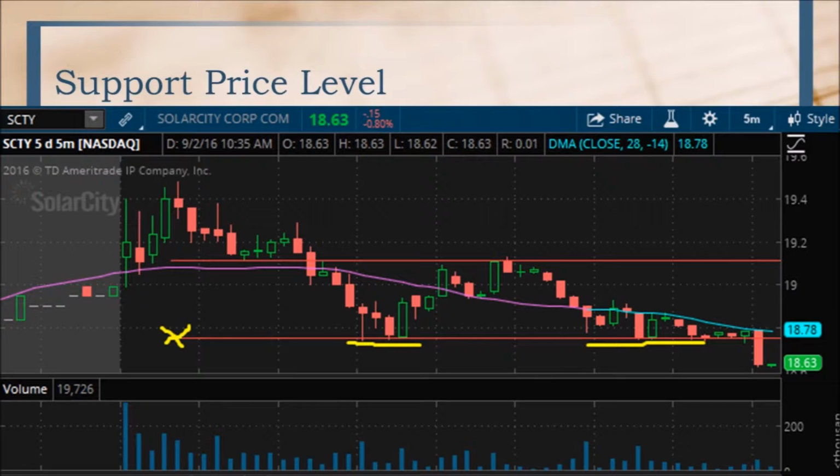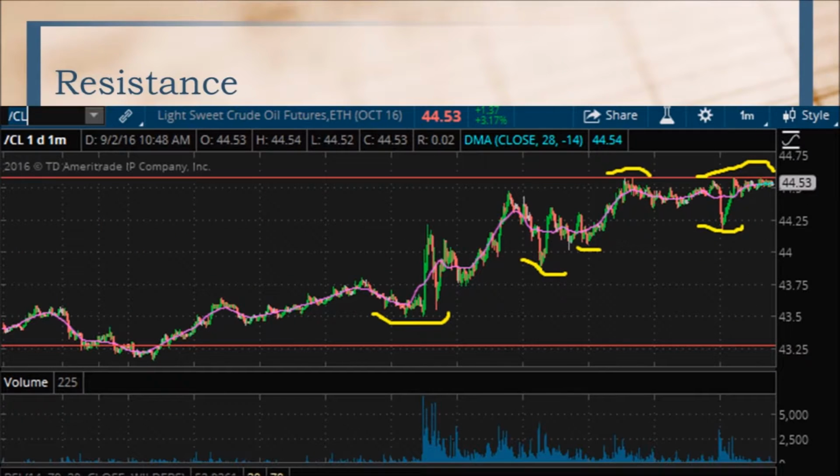Next we're talking about resistance, and that's pretty much what is keeping this stock from going up any further.